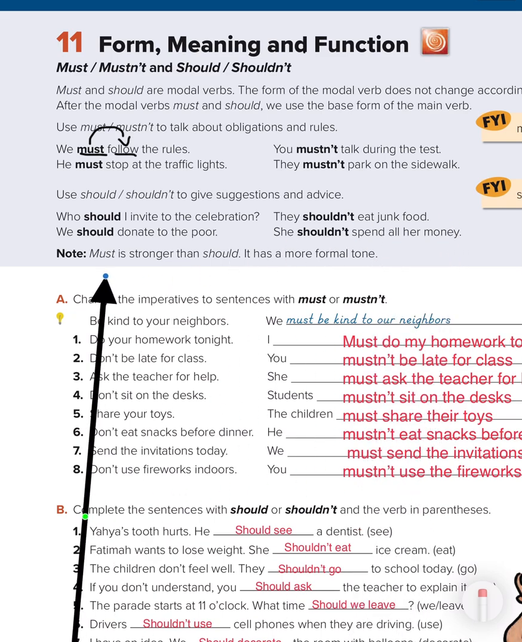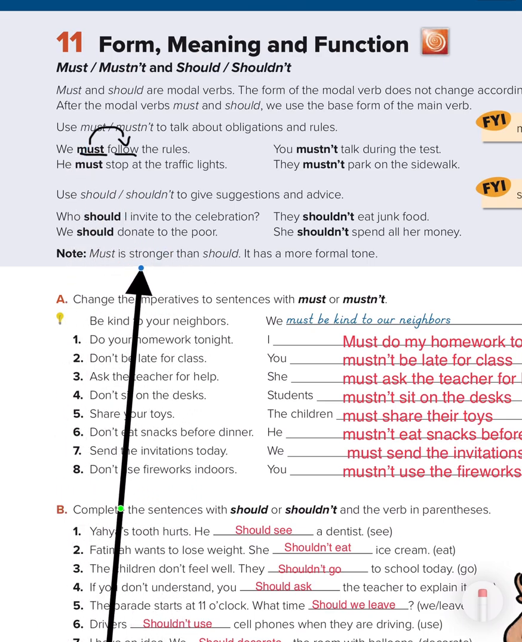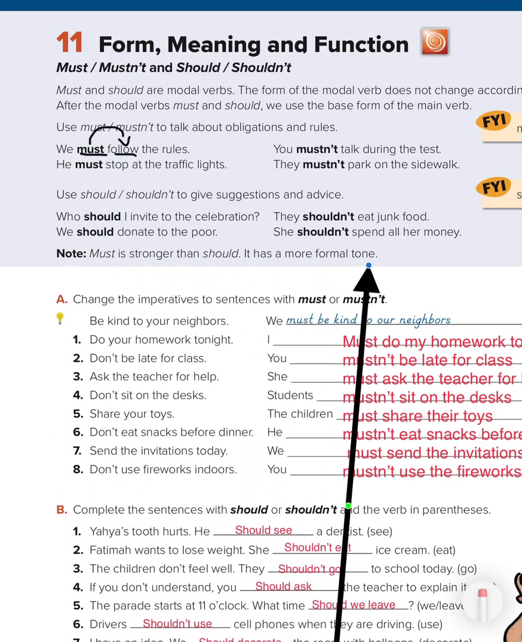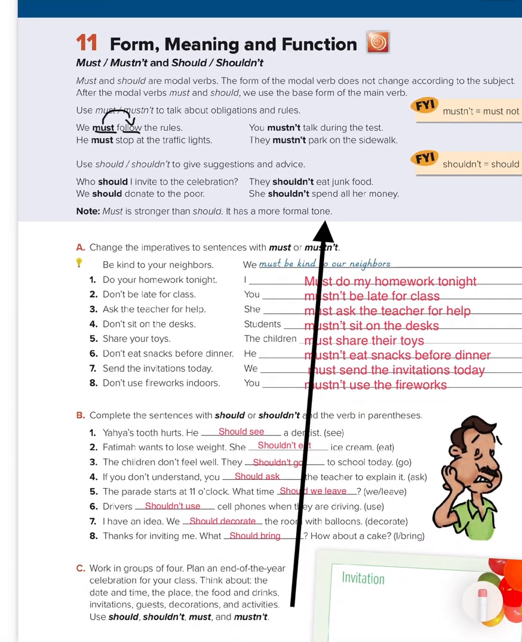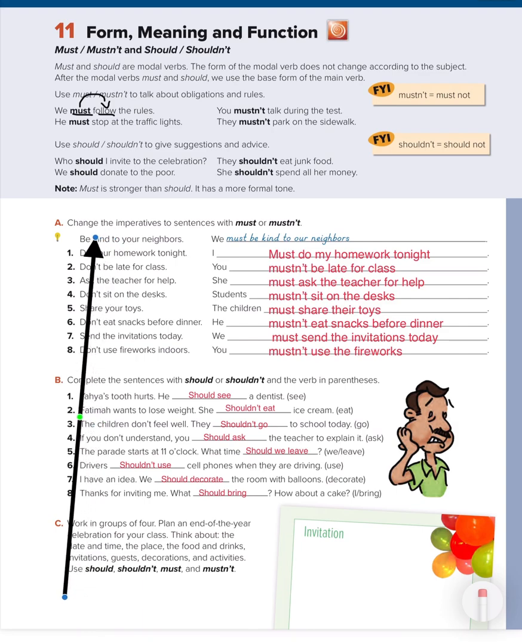Okay? Look, must is stronger than should. As we know, must is stronger than should. It has a more formal tone. Then look what do we have here. Exercise 1, as we can see here. Change the imperative into sentences with must and mustn't. So we have here, as you can see, 8 sentences. We change them by using must and mustn't.